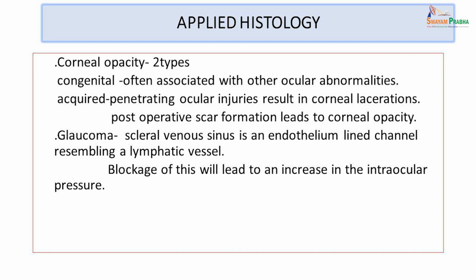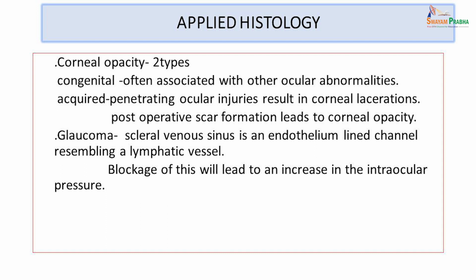We are going to see the applied histology of the cornea and sclerocorneal junction. The term corneal opacity means loss of transparency of the cornea. Corneal opacity can be of two types, congenital and acquired. The congenital type is usually associated with other ocular abnormalities. The acquired type is mainly due to penetrating ocular injuries resulting in corneal lacerations. The post-operative scar formation in these cases will lead to corneal opacities.